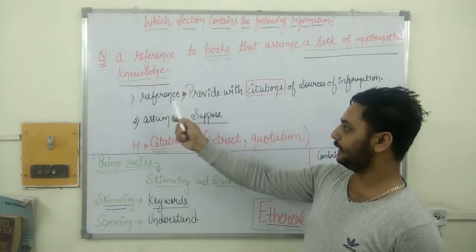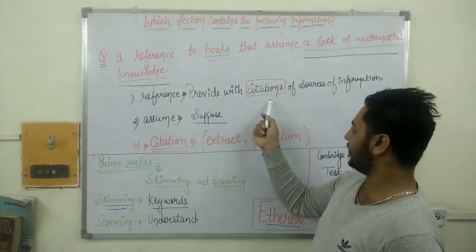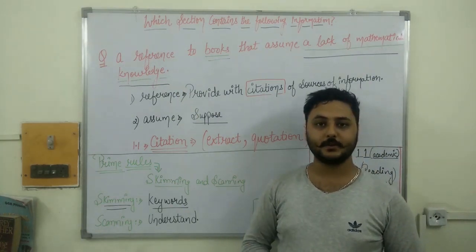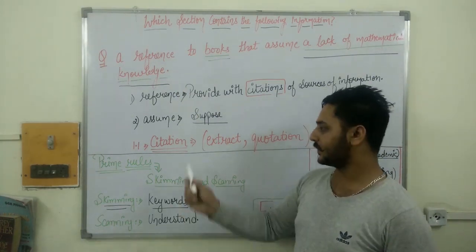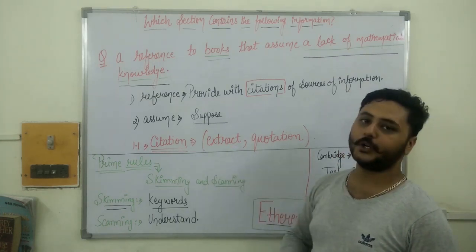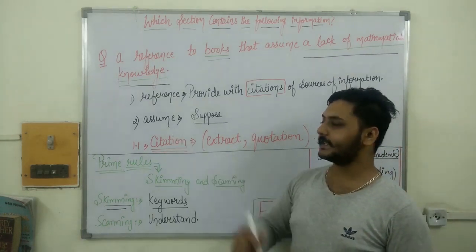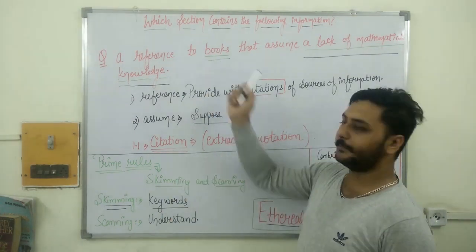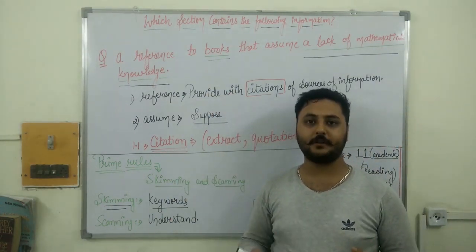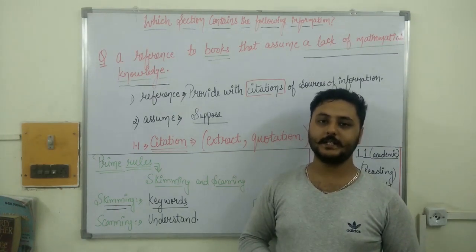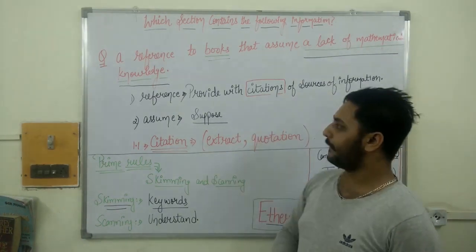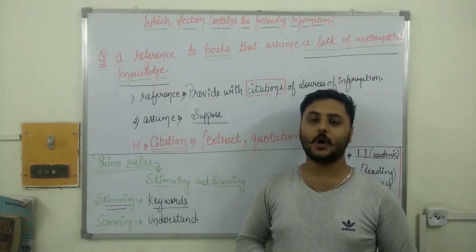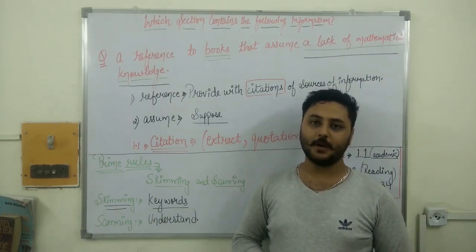So, a reference means to provide citations of sources of information. If anyone is unable to understand what citation means, citation means extract or quotation. The next word is assume. Assume means to suppose something. The books means the part of something that contains written text, and a lack of mathematical knowledge means someone that has little or no knowledge about maths or mathematics.